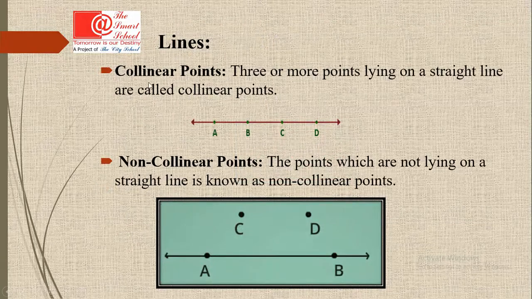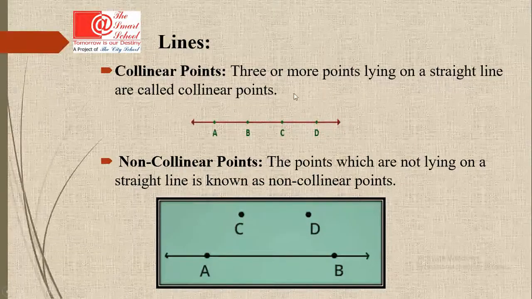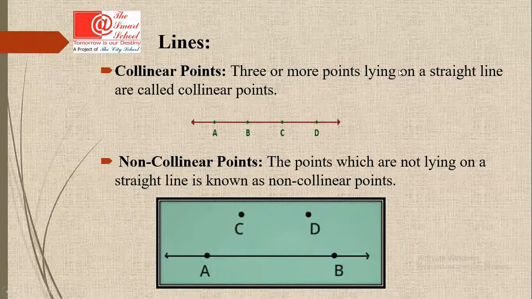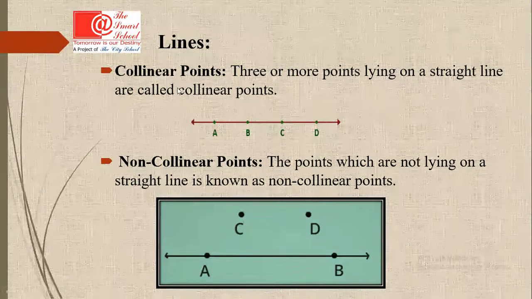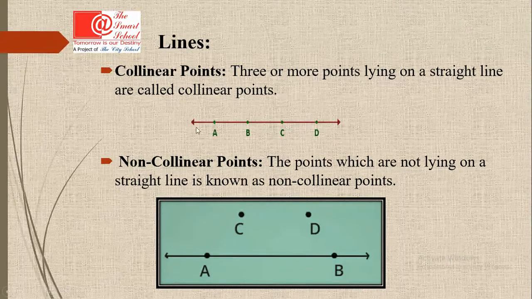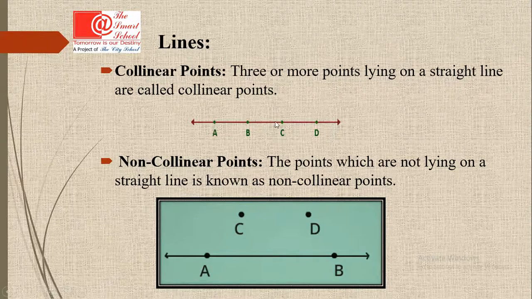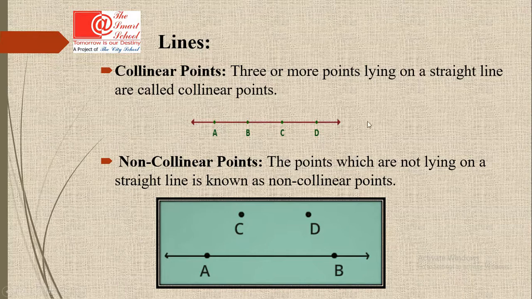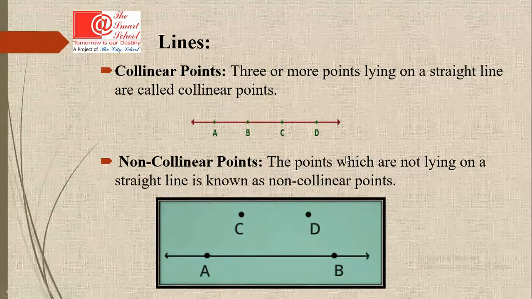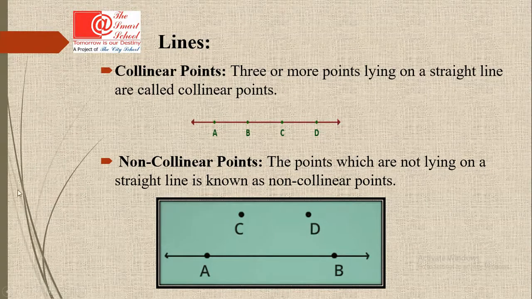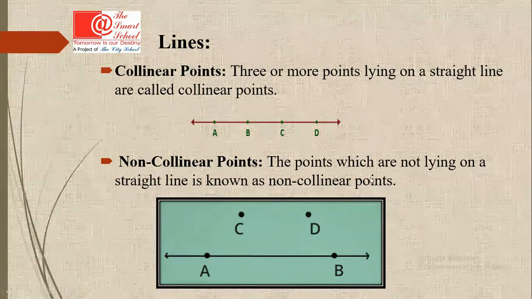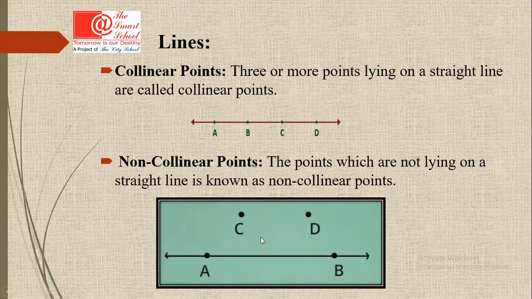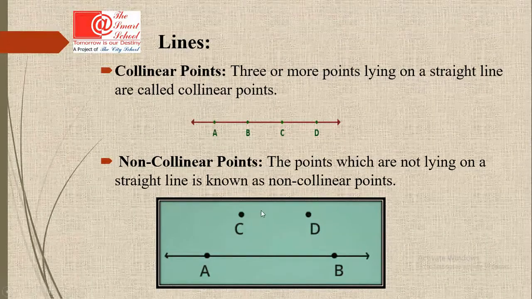Now, some different types of lines. Collinear points. Three or more points lying on a straight line are called collinear points. Like this is the example, A, B, C and D. These are 4 points and they are lying on one line. Non-collinear points, the points which are not lying on a straight line, are known as non-collinear points. Like here, C and D are not on this line, so these are non-collinear points.